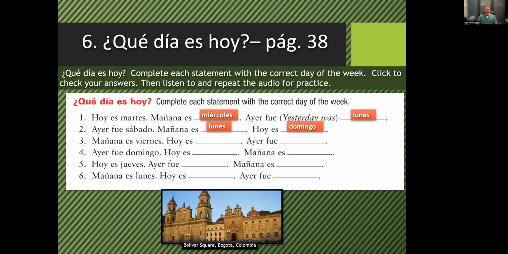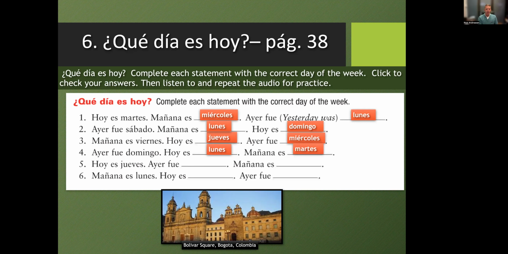It's almost like math for words, right? Número tres, mañana es viernes. Tomorrow is Friday. Hoy es jueves. Ayer fue miércoles. Número 4. Ayer fue domingo. Ayer, yesterday, fue domingo. Hoy es lunes. Mañana es martes.